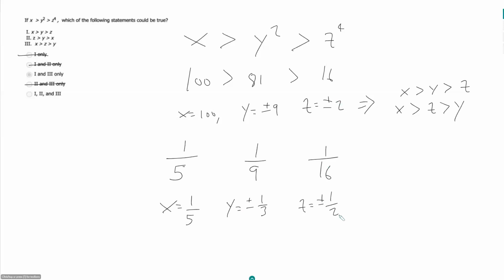1/2. So in this case, we can put z at the top. We've got z is equal to 1/2, and then y is equal to 1/3, and x is equal to 1/5. So in this case, we get that 2 is possible, and so E, all three of them are possible.